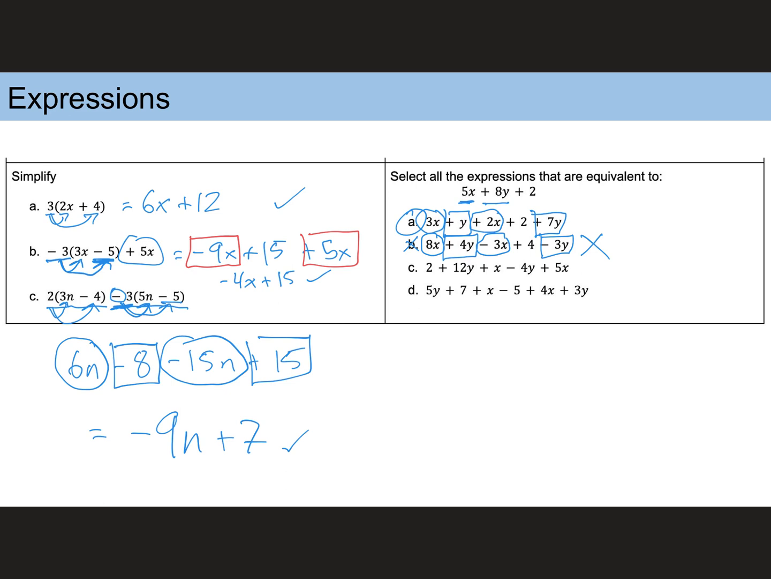C, start with my x's. I see 5x plus another x, that's 6x's. That's not going to be equivalent to that first expression, so no. And then for D, start with my x's. I have 4x's plus another x, so the x's work. My y's, 5y plus 3y, that works. And then 7 minus 5. 7 minus 5 is 2. Yes, so this expression as well. So my answer is A and D.